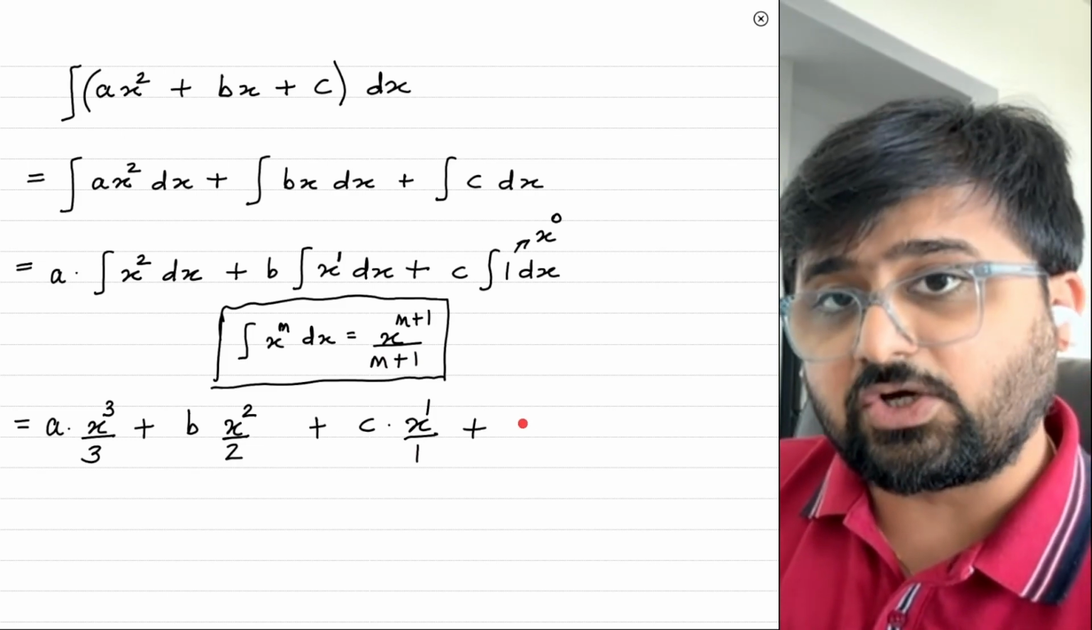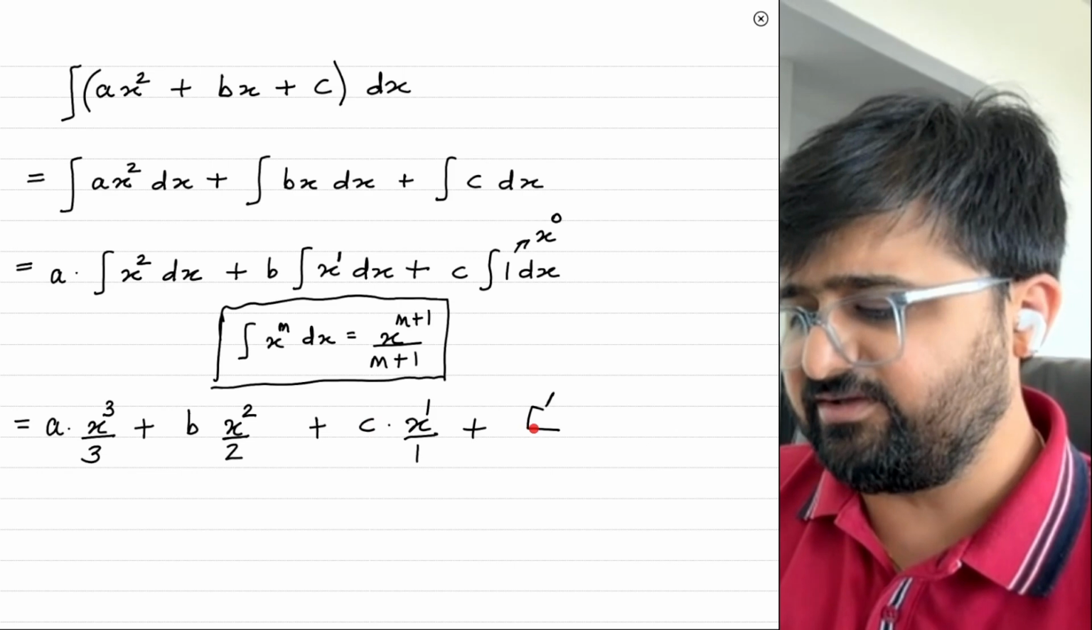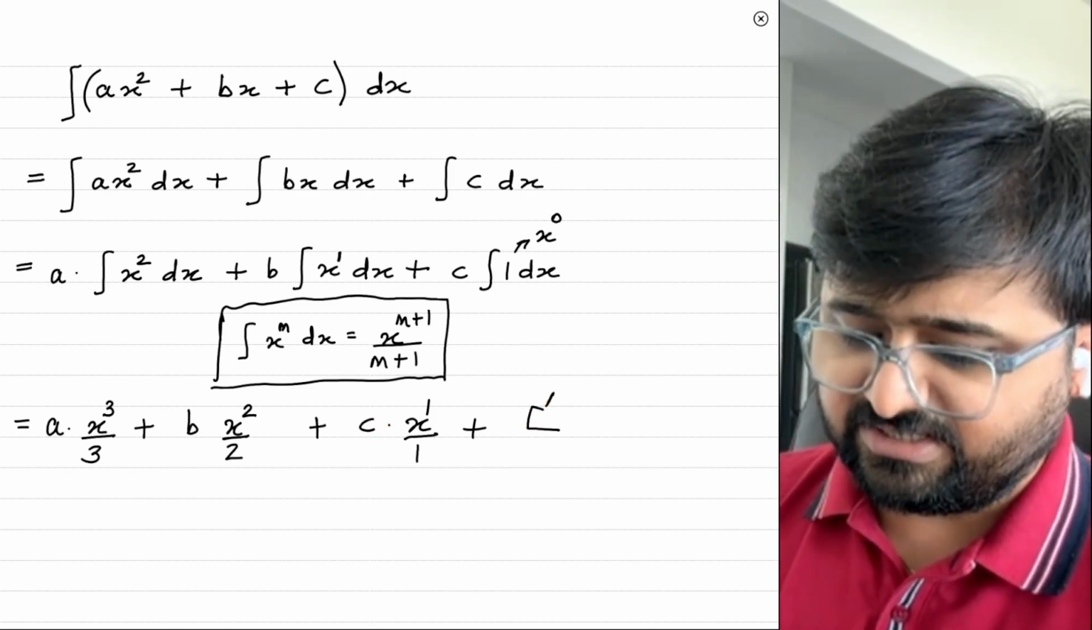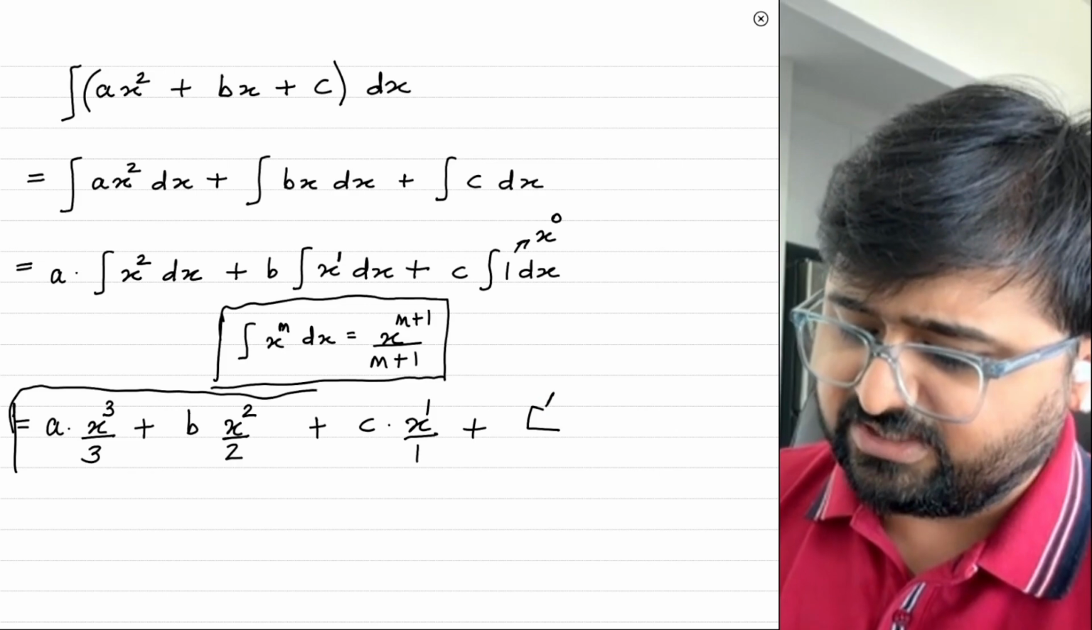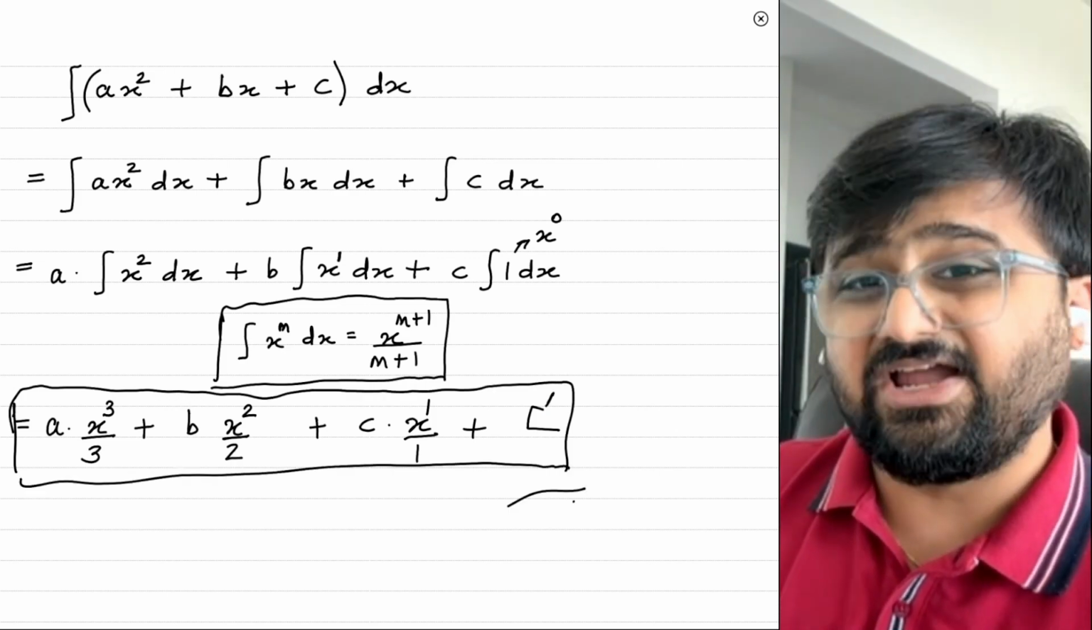Plus let's add a constant of integration, capital C dash, because there is C already here. So not to get confused between this C and this C, we'll just name that arbitrary constant as C dash. And this is nothing but your final result of this integral. I hope that makes sense.